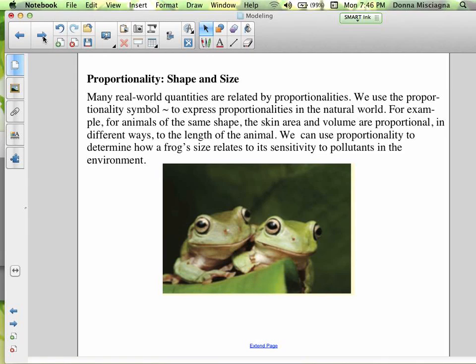Proportionality, shape, and size. Many real-world quantities are related to proportionalities. We use the proportionality symbol, that little squiggle there, to express proportionalities in the natural world. For example, animals of the same shape, the skin area and volume are proportional in different ways to the length of the animal. So how much skin you have and your volume is proportional. That makes sense, right? We can use proportionality to determine how a frog's size relates to its sensitivity to pollutants in the environment. And aren't those little froggies cute?